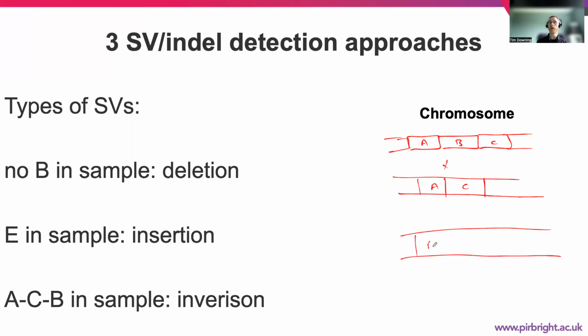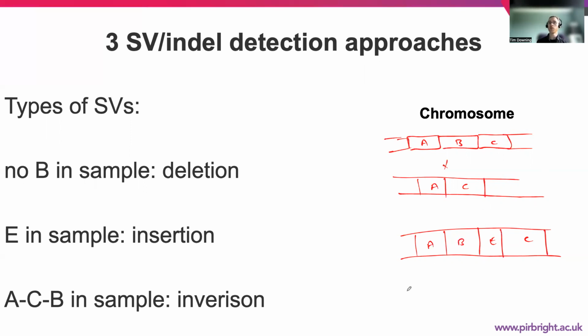Another example would be that we might have A, B, C. So you have A, B, we might have some insertion, E, of arbitrary length, and then we might have C. So that might be in our sample, and we're extracting reads from this sample and mapping them to a reference of ABC. And this will create differences.